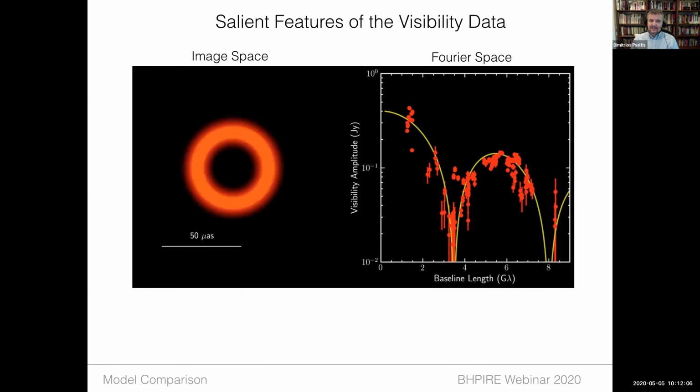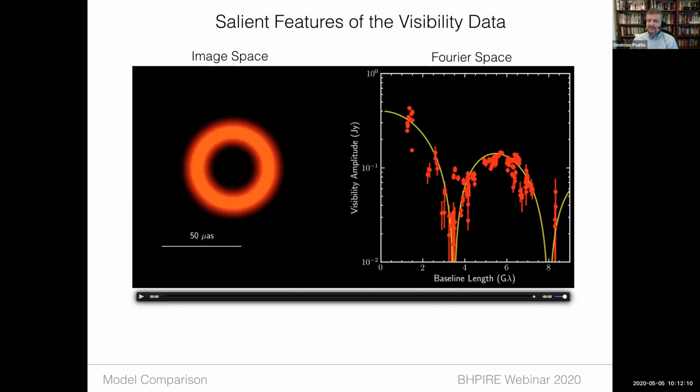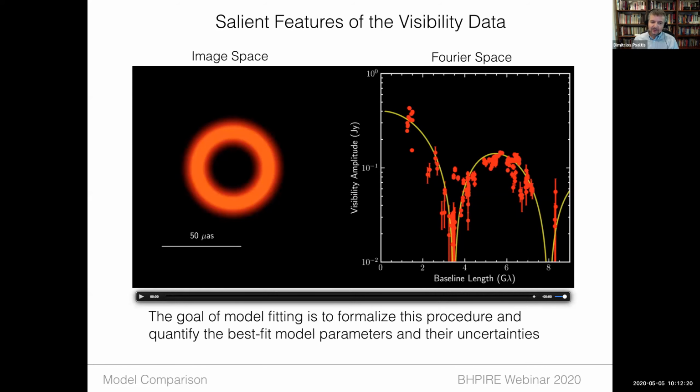And then I can start introducing some blurring, which is going to start moving the images. I can start introducing asymmetries and so on. So this is a by-eye and manual fitting of a model to the data. But what we really want to do, the goal of model fitting, is to formalize the procedure that I just described heuristically, and more importantly, quantify the best fit model parameters and their uncertainties.